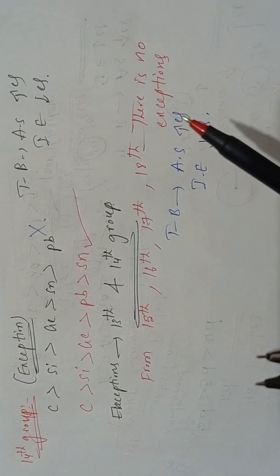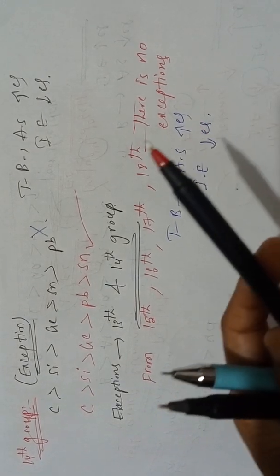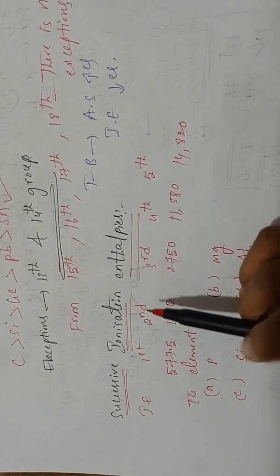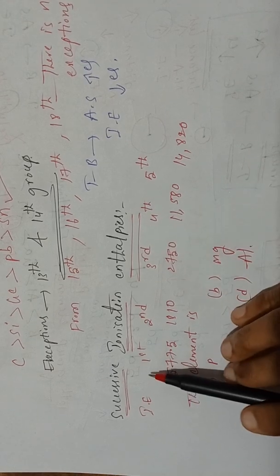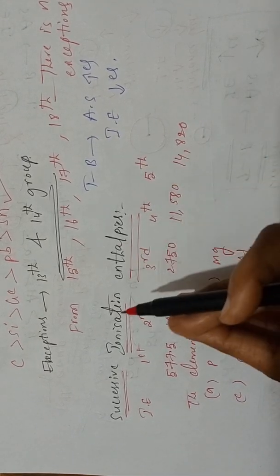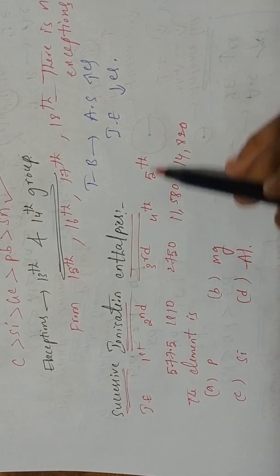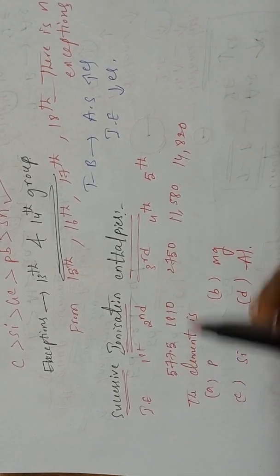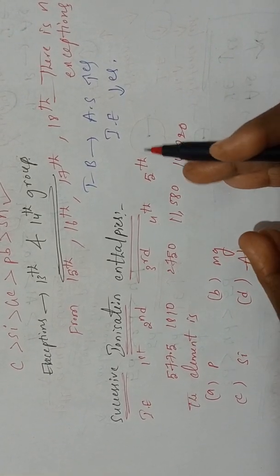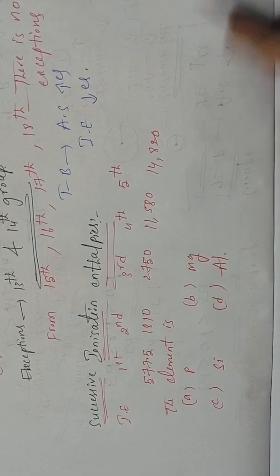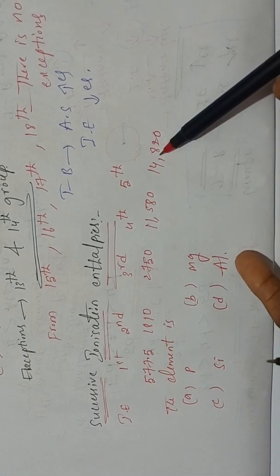Now see, students, one more bit I am going to discuss: successive ionization enthalpies. Here ionization enthalpy values are given, students. Successive values: first ionization energy value, second, third, fourth, fifth given. The question asks which element these ionization energy values belong to. These types of bits are very important for competitive exams, students. Here, how to identify which element is showing these ionization enthalpy values.